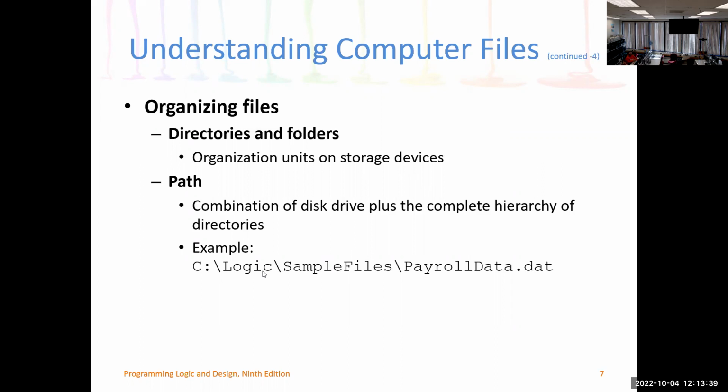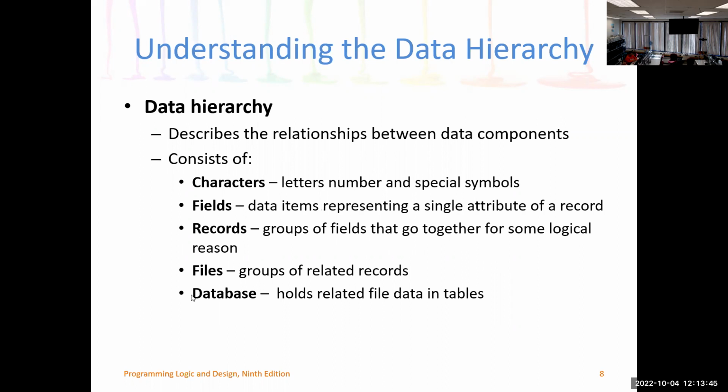Right? And it's a hierarchy. Now, about the data hierarchy, it describes the relationship between the data components. It consists of the character, the field, the record, the file, and the database. Think about this one, it is a component of the hierarchy here.